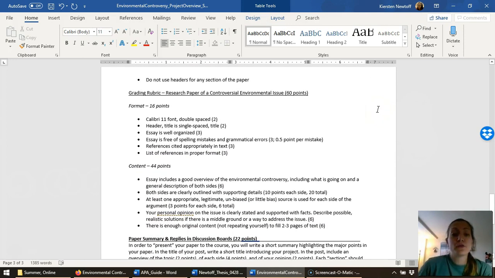You will see that there is a grading rubric here, so be sure to look over that, because then you get an idea of what you're getting graded on. And this way, you know going into it kind of what to expect for your grade.